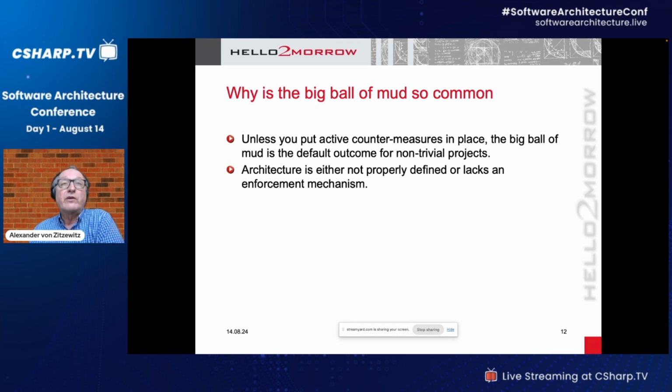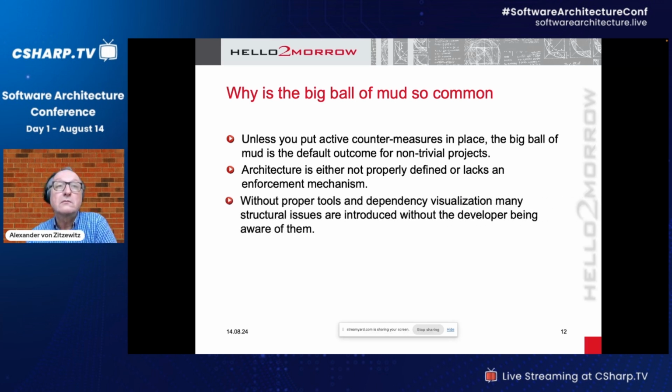So another reason is that we have no formal definition of our architectural model. And even if we have it, we lack an enforcement mechanism, because it's nice to have your architecture on paper, but the paper won't tell you if your code base is conforming to the architecture.